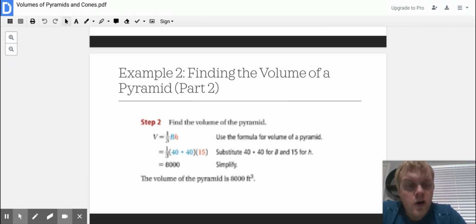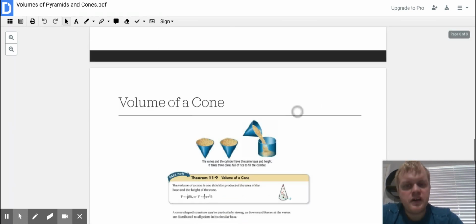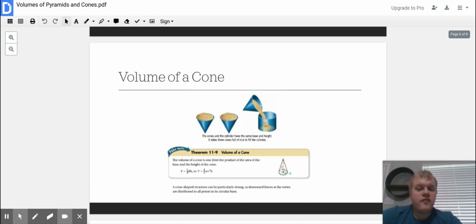Again, remember, anytime we do volume, cubic units. So this one will be feet cubed. Okay. So we've done volume of a pyramid. Let's look at volume of a cone here.